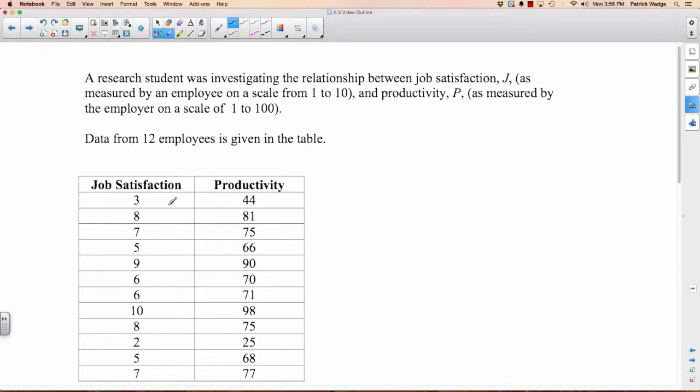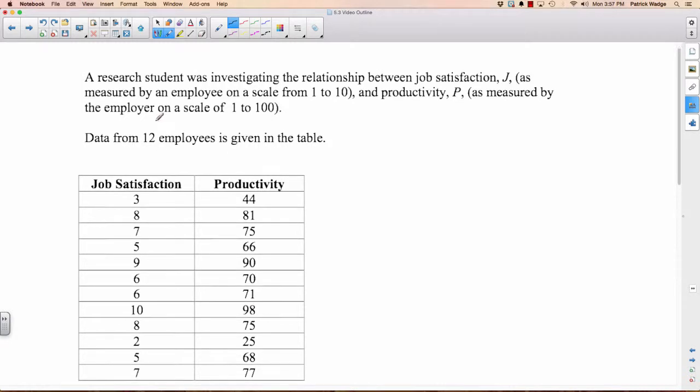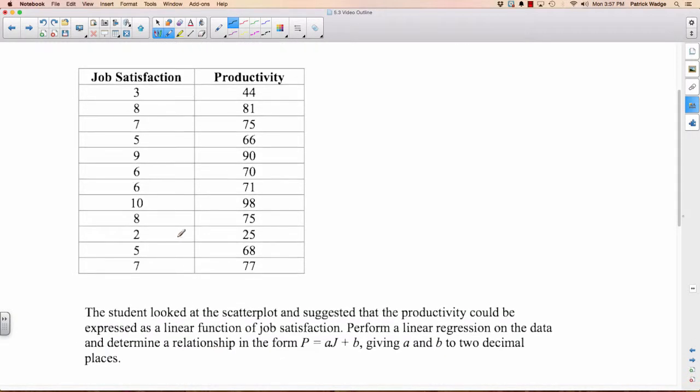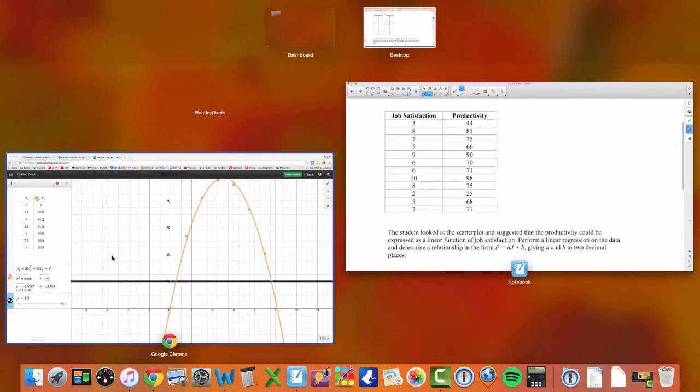So the employer's asked, hey, with this guy right here, what would you say his productivity is? Only 44, not very good. How about this guy here? 98, really productive. And we have data from 12 employees here. And what we're looking at is if we can get a relationship between these. We're looking for a regression. So the first thing we have to do is graph all this data. Let's do that now.